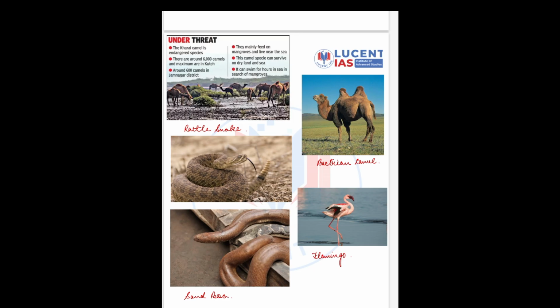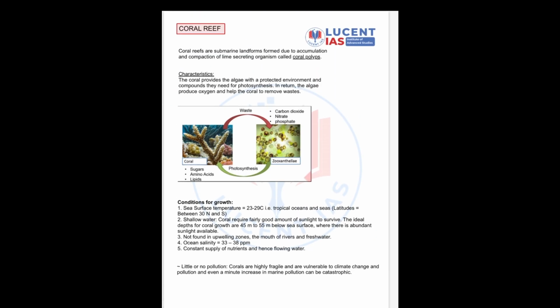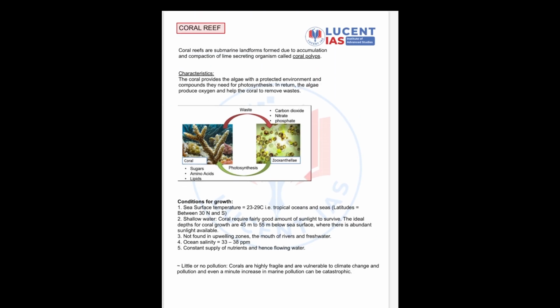So next let us see coral reef. One type of aquatic ecosystem is the coral reef. So what are coral reefs? Coral reefs are submarine landforms formed due to accumulation and compaction of lime secreting organisms called coral polyps.